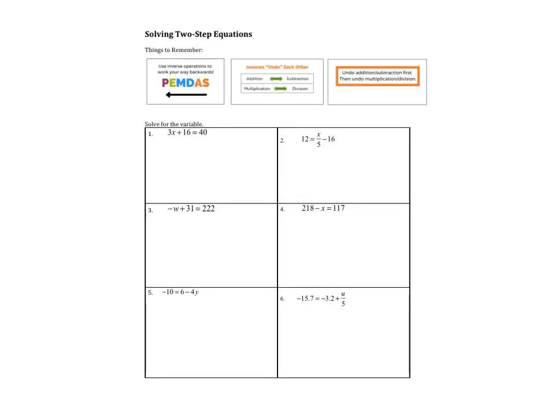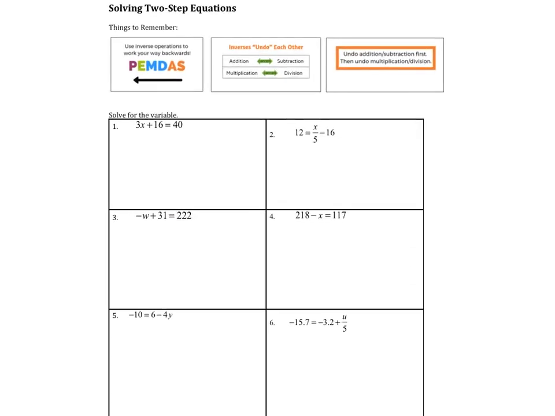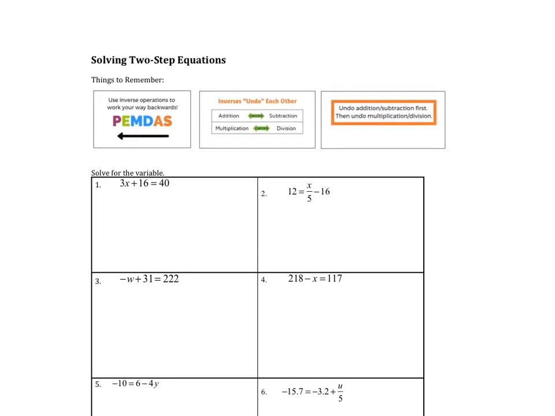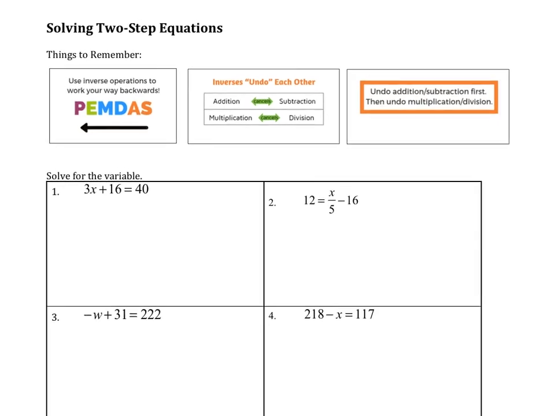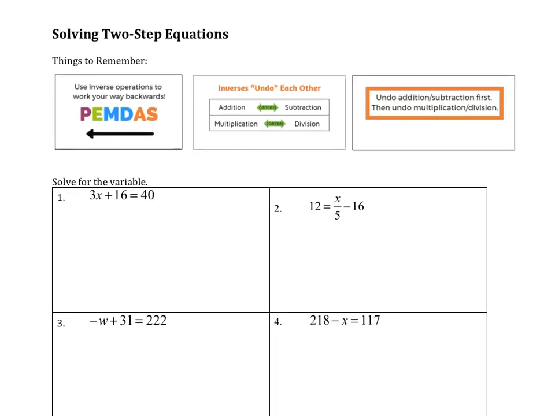So now what we're going to do is talk about how to solve two-step equations. That was plugging in numbers for your first topic. Now we're going to talk about actually solving a two-step equation, okay? So things to remember when you're solving two-step equations: you have to use inverse operations, which just means the opposite operation.